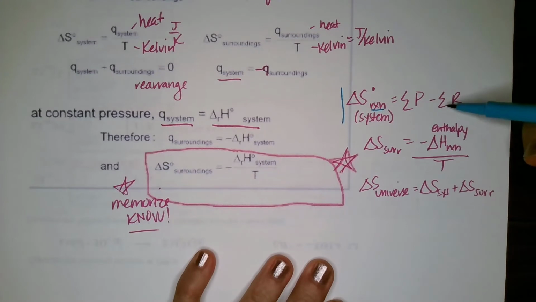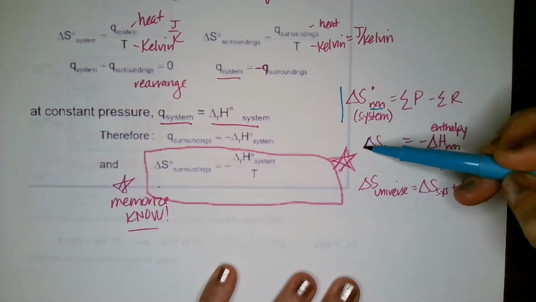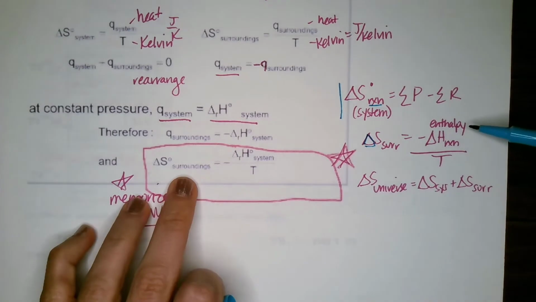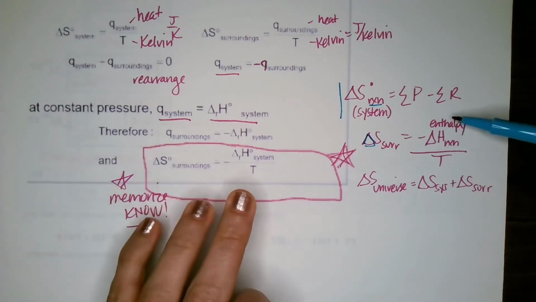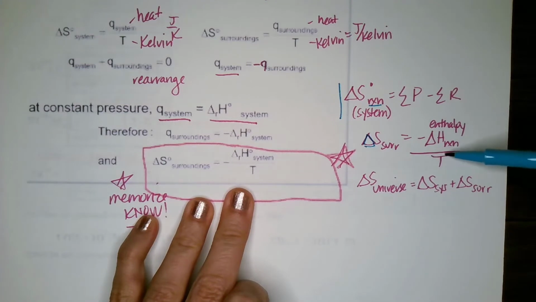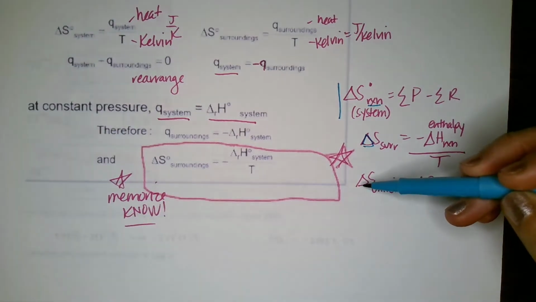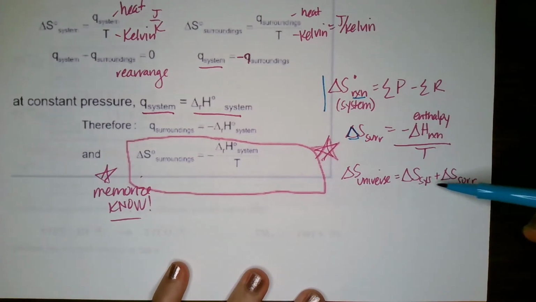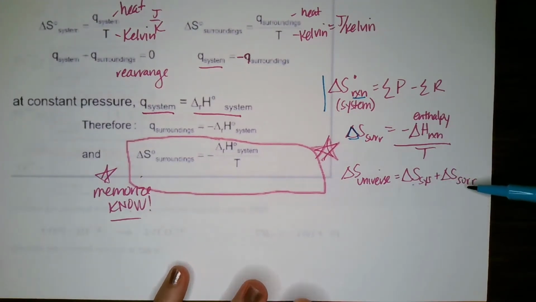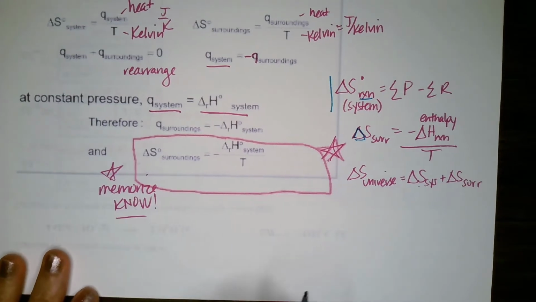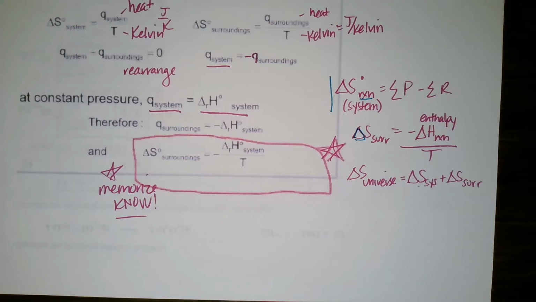So here's everything that I was just saying. The entropy of the reaction or the system, same thing. What we were just doing was the sum of the products minus the sum of the reactants. The entropy of the surroundings, right here, is the opposite of the enthalpy of the reaction over temperature. Remember that the entropy of the universe is equal to the system and the surroundings. So we can indirectly measure the surroundings, knowing that they give us the total amount of entropy change in the universe.